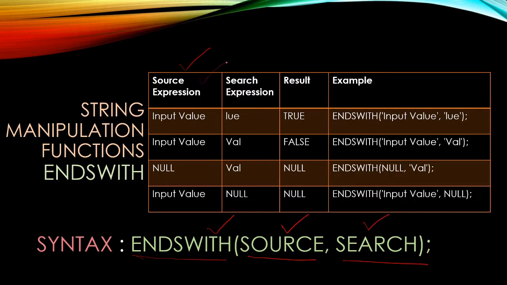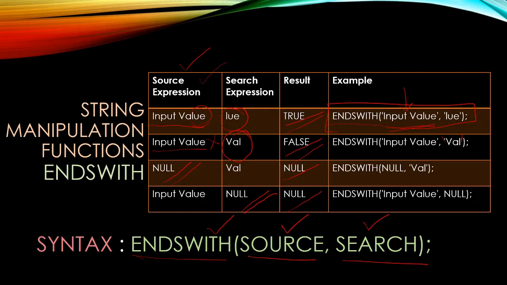If the source expression ends with the search expression, we will get the result as true. The command is given in this way. You can put a variable here instead of a value directly. If you give a value directly, you must use single quotes only. I think everybody knows this. Whenever the source expression does not end with the search expression, we will get false as the result. And similar to STARTSWITH, if either of the expressions, the source expression or the search expression, is null, then we are going to get the result as null.